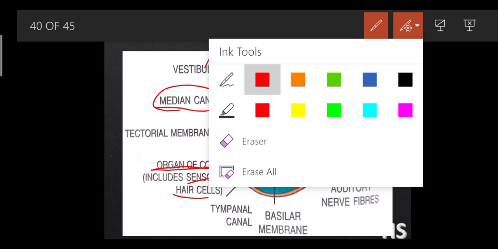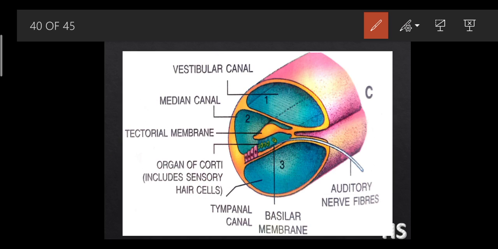All these cells lie on this basilar membrane. Basilar means what? This is the base on which there are the hairs, like this structure.